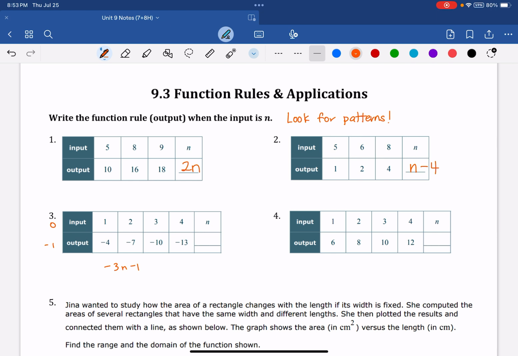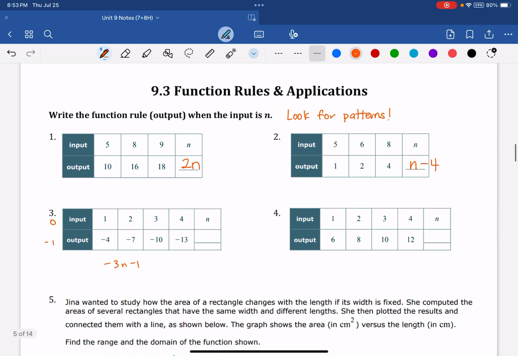So if we think it's that, let's double check. Let's plug in some of these. That would be -3 minus 1 is -4. If we put in 4, that'd be -12 minus 1, yep, that's the right one. So -3n minus 1. So use what you know about patterns and about linear equations, and that's what you're going to run into.